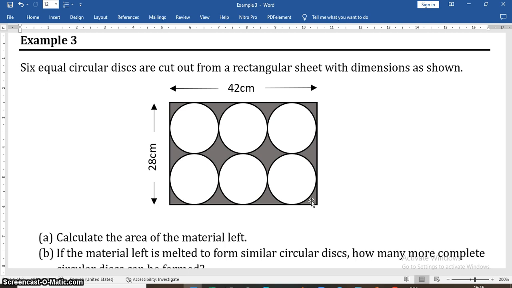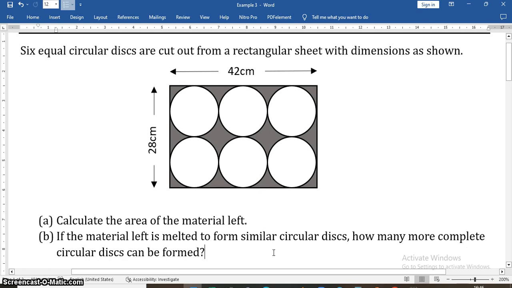A says, calculate the area of the material left, which is the portion that is shaded in gray. And B says, if the material left is melted to form similar circular discs, how many more complete circular discs can be formed? These are lovely questions. They require critical, simple reasoning. So let's see. The first thing you want to reason out is, how do I find the radius of the circle? It's not given. But look closely. I want you to look closely.